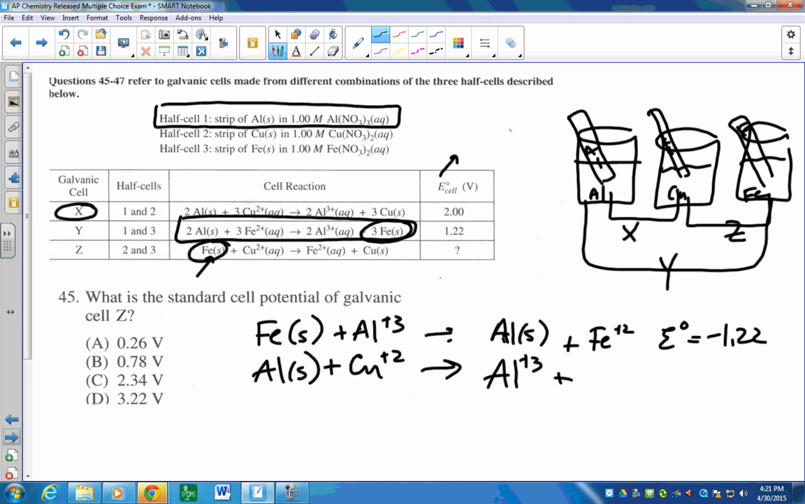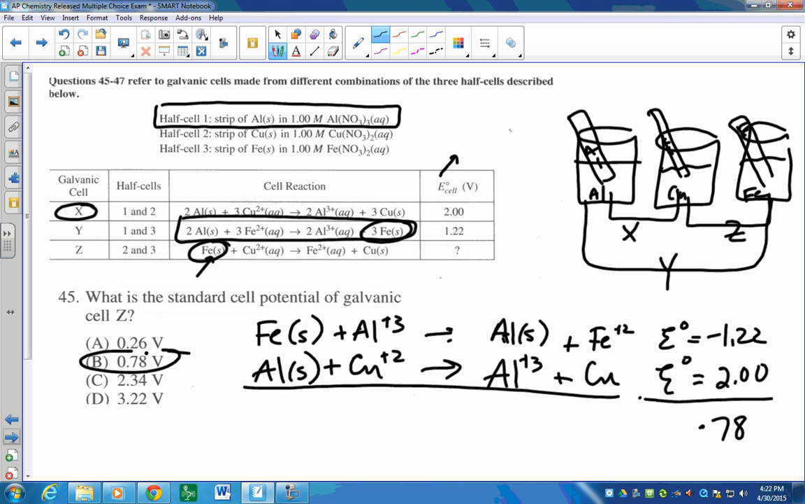Now, you guys, you could carry the stoichiometry, because the 2/3 and the 3/2 and all that stuff would cancel. But this E, you didn't flip that around, so this is still 2. And when you do 2.00 plus negative 1.2, you get 0.78, and so the answer is B. And then when you add these together, this cancels this, and this cancels this, and you end up with Fe2+ plus Cu goes to Fe plus Cu2+.